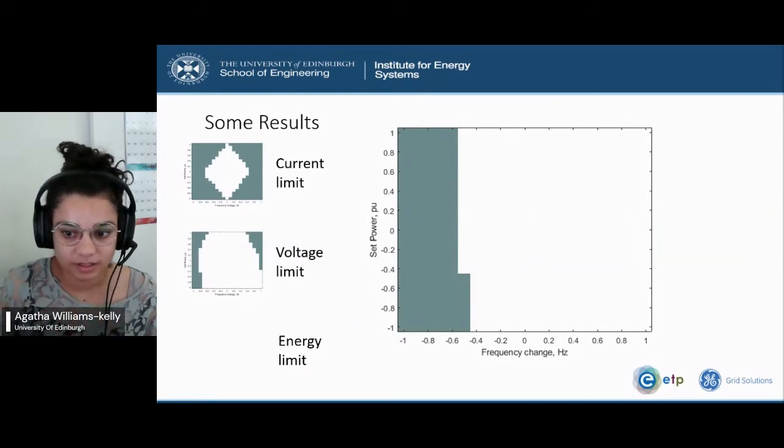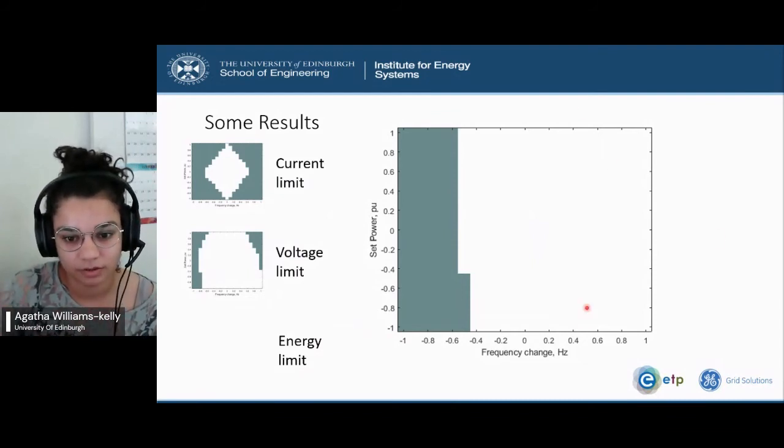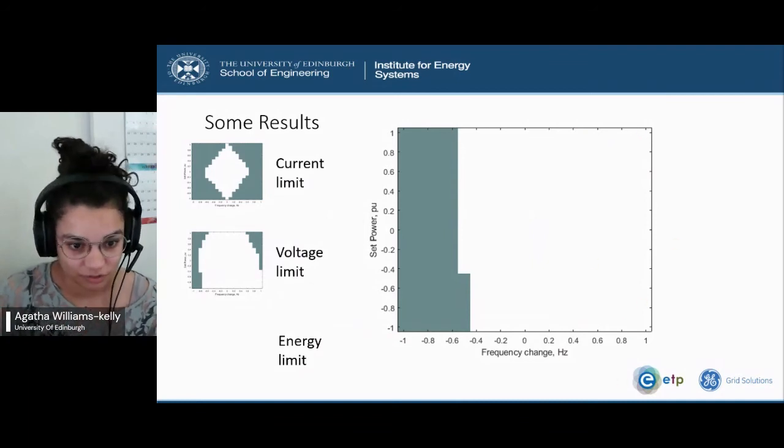And then finally, we looked at the energy limit, which is very connected to the voltage limit, but it's to do with the theoretical limit of energy that is needed for correct operation to be carried out. That includes things like cooling. So that's why nothing on this side has been reached, because in this situation, there's actually extra energy flowing into the converter.